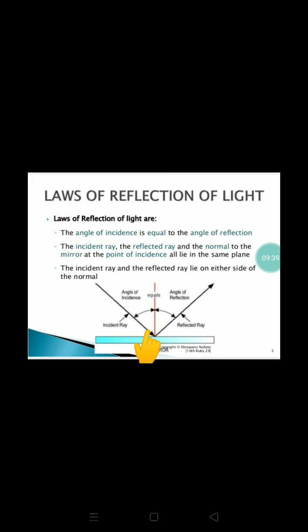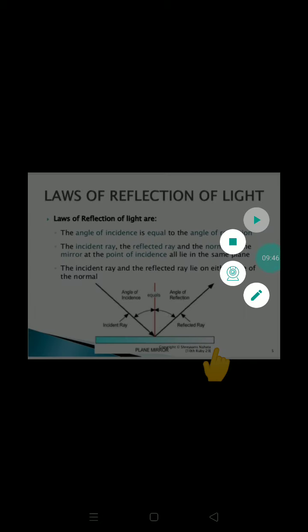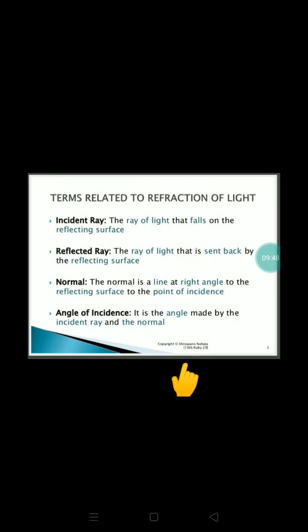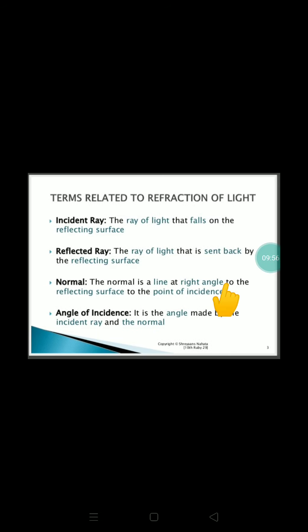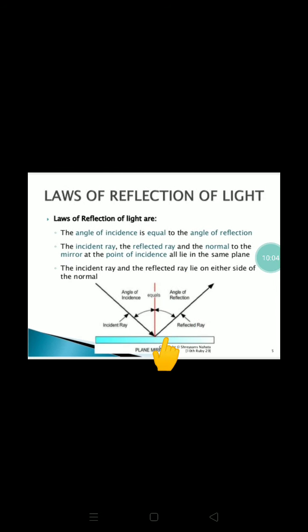It falls on this medium. And this arrow represents the direction. And this is our reflected ray. So what is a reflected ray? A reflected ray is a ray of light sent back by the reflecting surface. Here, this is our reflected ray.